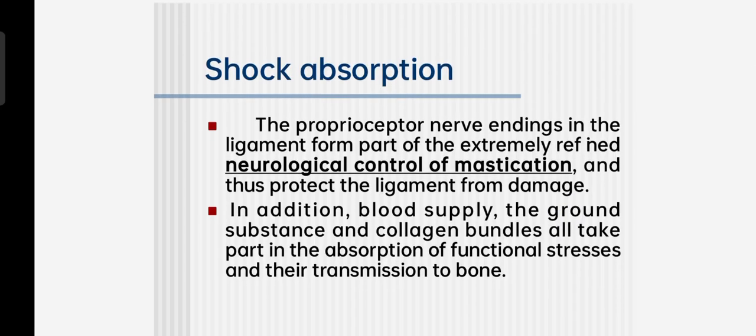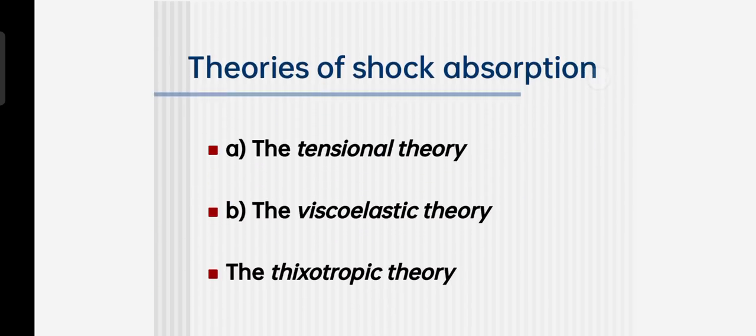The proprioceptive nerve endings in the ligament form part of an extremely refined neurological control of mastication and thus protect the ligament from damage. In addition, blood supply, the ground substance and collagen bundles all take part in the absorption of functional stresses and their transmission to the bone. So it basically acts as a shock absorber. Then theories of shock absorption.